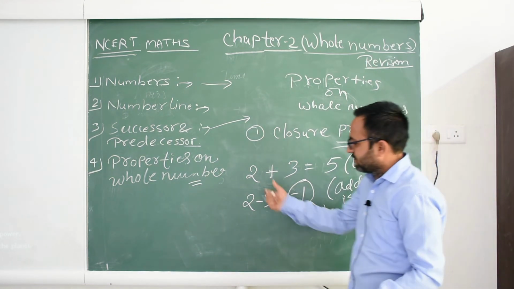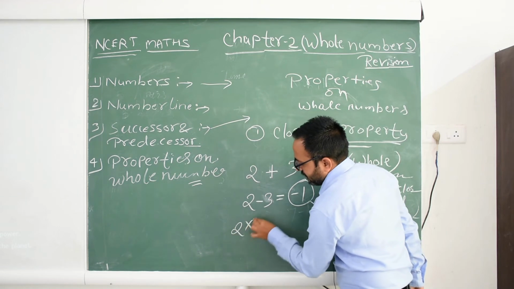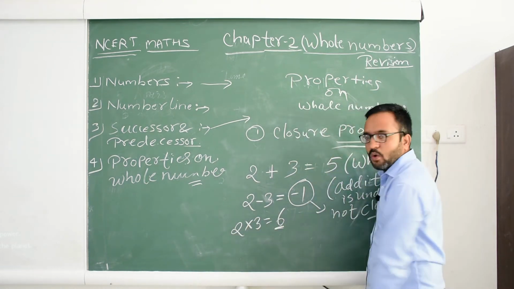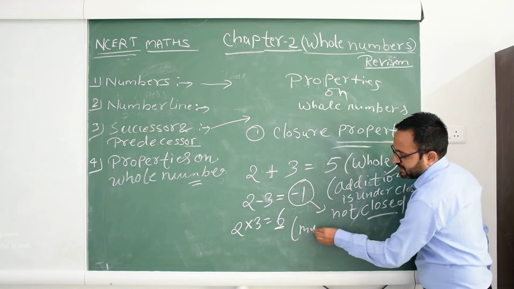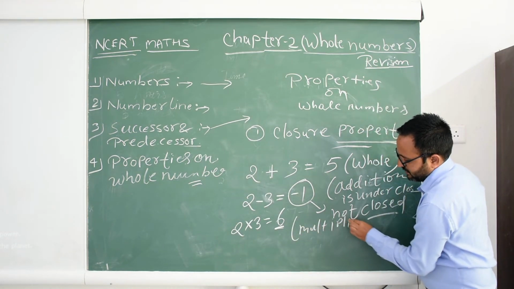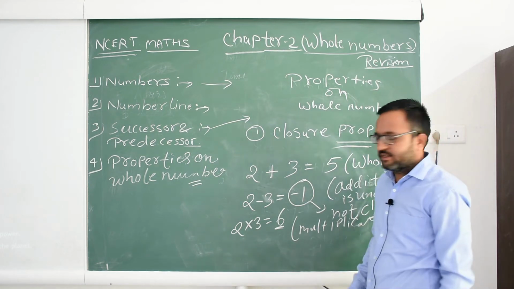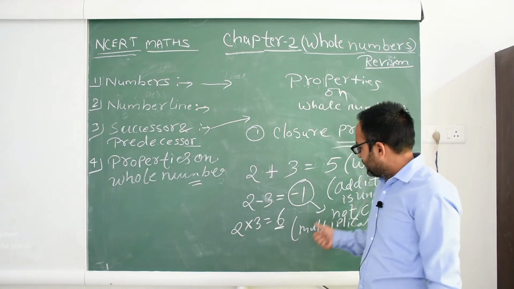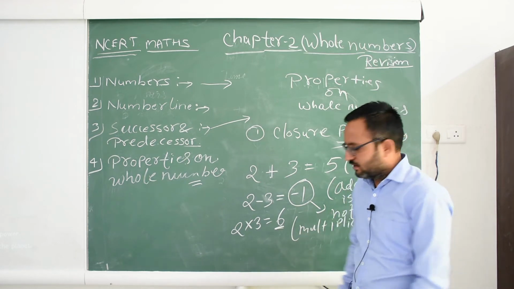Now we check multiplication. 2 into 3 gives 6, and 6 is a whole number. So multiplication is also closed. That means addition and multiplication are closed, but subtraction and division are not closed.